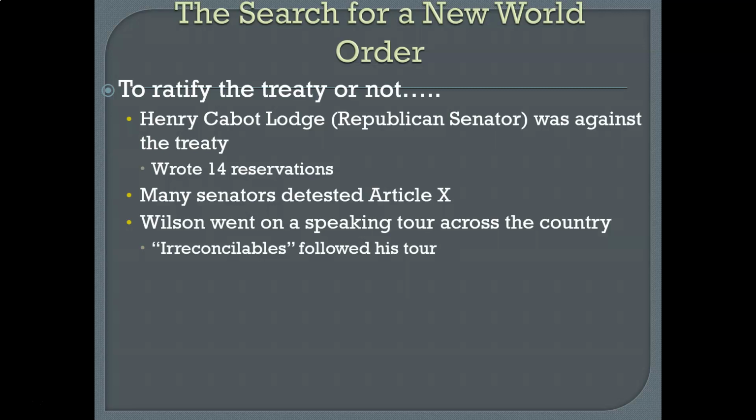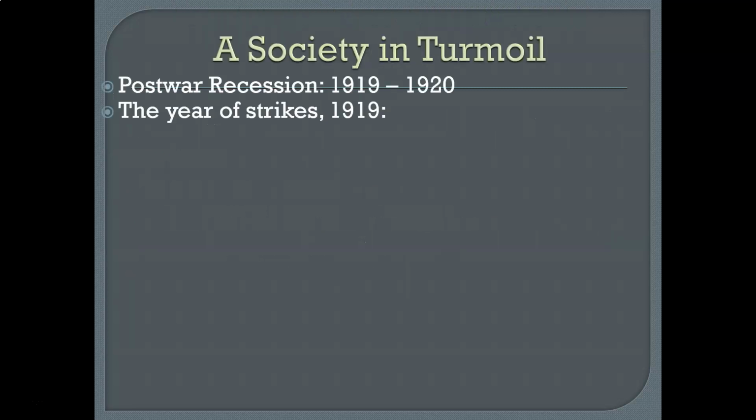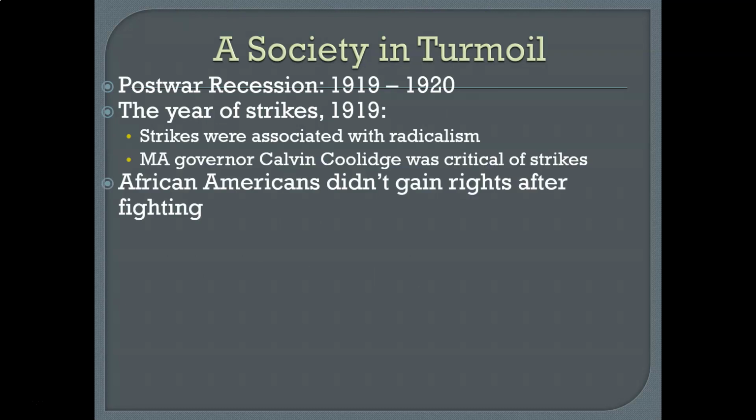In the aftermath, Wilson became convinced that the 1920 national election would serve as a solemn referendum on the League. By now, however, public interest in the peace process began to fade as a series of other crises claimed their attention. Now, there was a post-war recession in 1919 to 1920. 1919, the year of the strike. Strikes were associated with radicalism. Massachusetts Governor Calvin Coolidge was critical of the strikes.